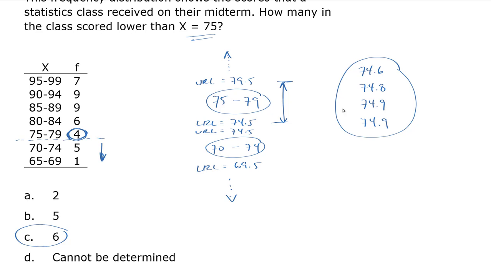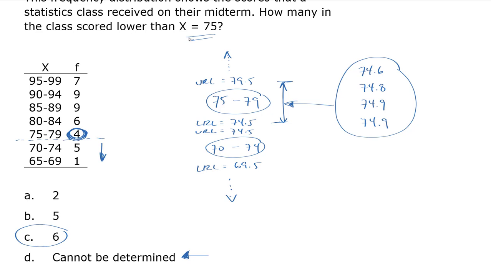Well, which category do they fit into? They actually fit into this category because this category takes care of anything from 74.5 up to 79.5. So these are all below 75. It could create some confusion. We don't know where exactly these 4 scores fit. I would prefer to see that the answer was cannot be determined, but I know that this is not what's marked as the correct answer for this question. The correct answer is actually 6.